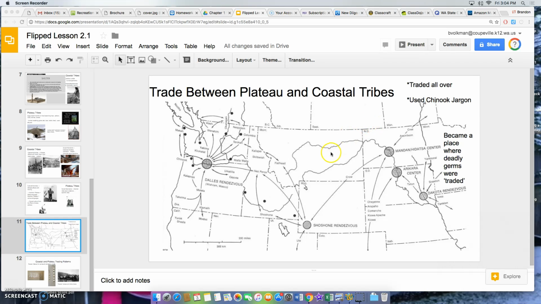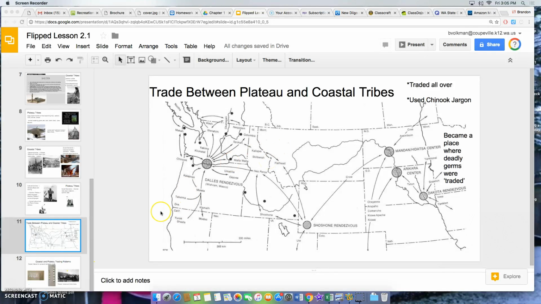Now, not everyone spoke the same language, so something called Chinook jargon, which had a very limited vocabulary, 500 words, was used so that the various tribes could meet and could trade. Now, the drawback of having these huge meeting places was the fact that deadly germs could be traded at these spots as well, and as a result, Native Americans started getting sick and dying because of this.